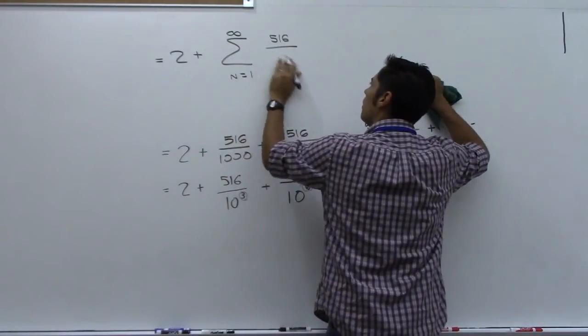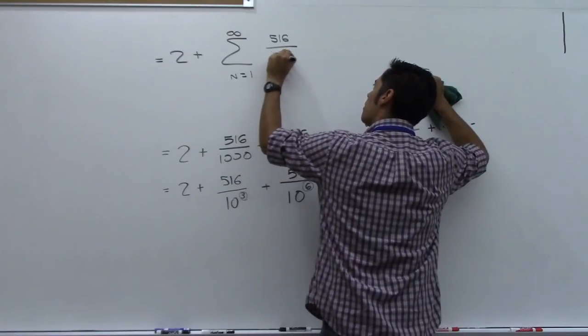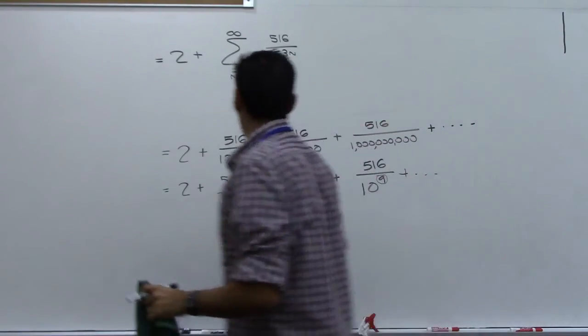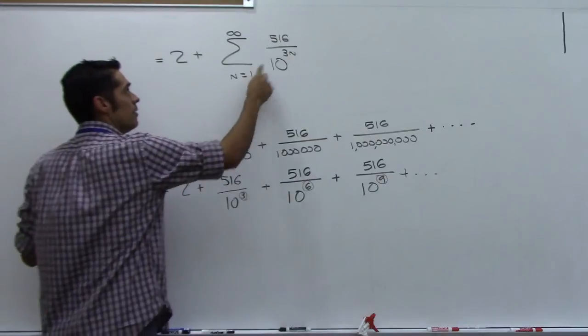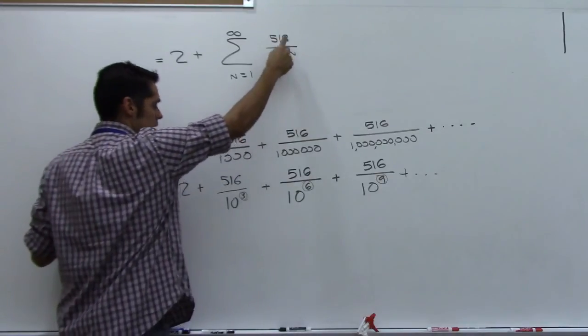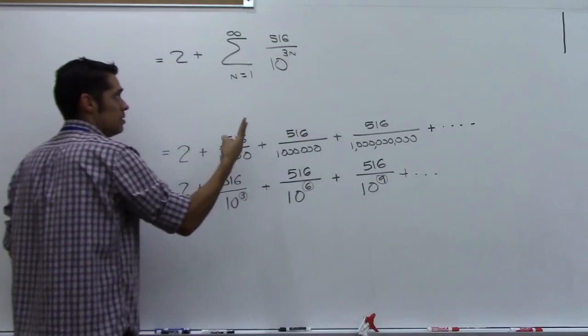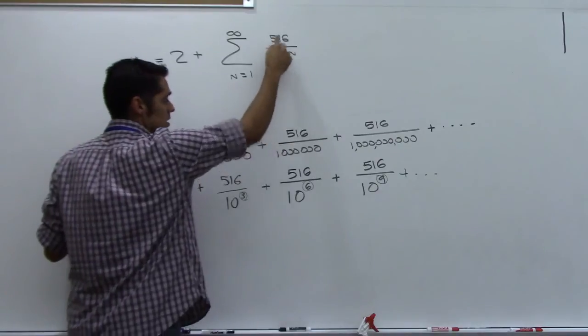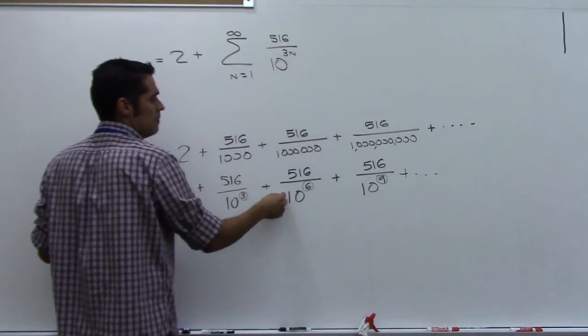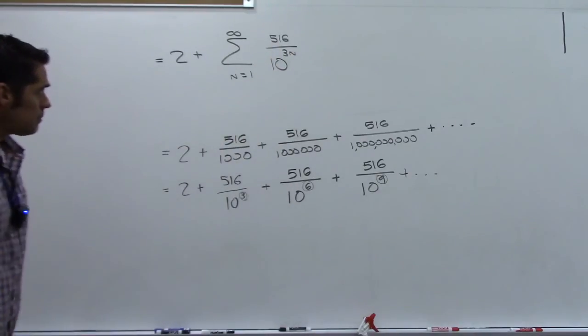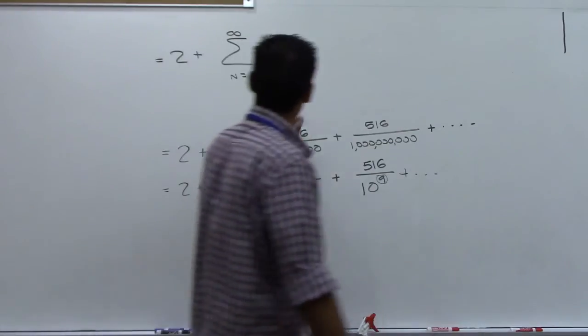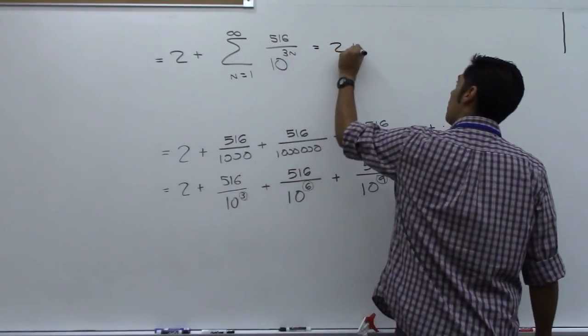10 to the 3n. So let's check it. If I plug in 1, I get 3 here, so 10 to the third, 516 over 10 to the third. If I plug in 2, I get 6, 10 to the sixth, 516 on top. And it should work. Now that's a geometric series. The 2 is still out front.